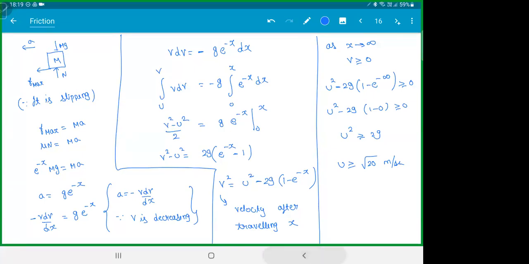Actually, if you directly put it here, u to 0, 0 to infinity, the answer comes here. I just took a long way to show you how to find the velocity as a function of x. Because every time they won't ask you this, they can ask you to find the distance when the speed becomes half. That means v is u by 2 whole square. So I can play around. Please have a look at this.